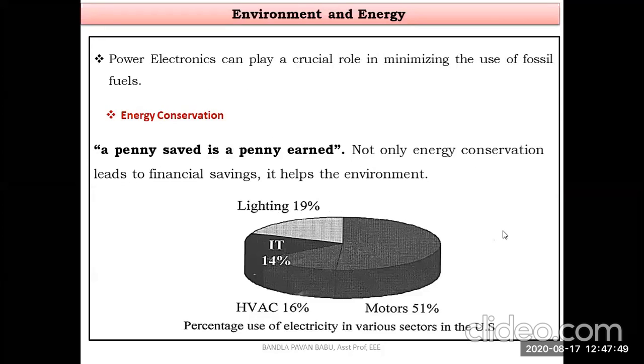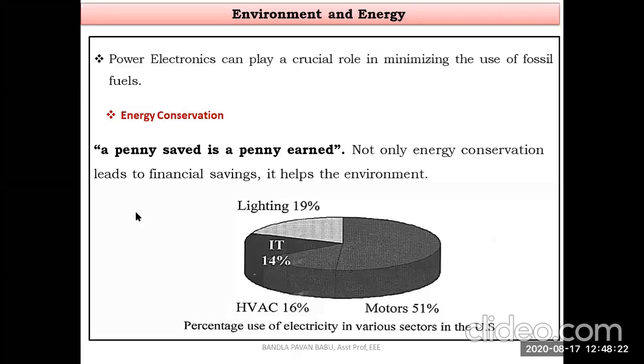So next, coming to the role of power electronics in environment and energy, how it is conserving the energy, and what are their roles in preserving the energy. Okay, so the main objective of choosing power electronics is to minimize the use of fossil fuels. So fossil fuel in the sense, directly this power electronics is not saving any fossil fuels. Okay, so with this technology we can save the energy. Okay, so we can avoid the wastage of energy. So obviously it leads to conservation of the energy.